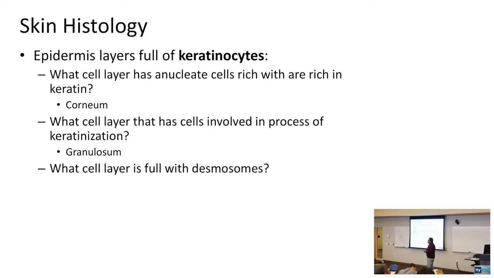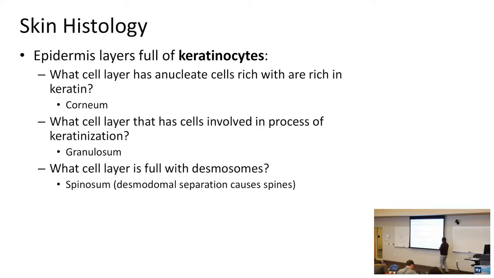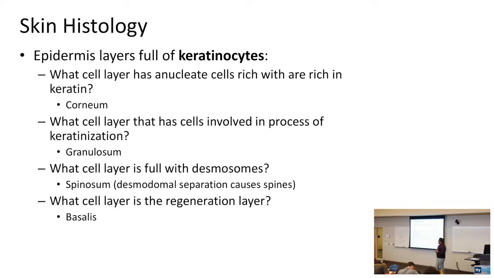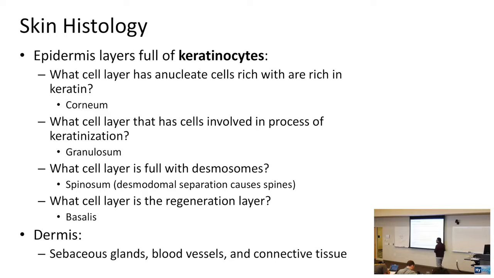The cell layer that is full of desmosomes, high yield for you to know, full of desmosomes, those intercellular connections, that is going to be the spinosum. And so remember that spinosum pathologies can cause desmosomal separation. What cell is going to be the regeneration layer? That's going to be the basalis, and the dermis is going to be underneath the epidermis, containing the sebaceous glands, blood vessels, as well as connective tissue.